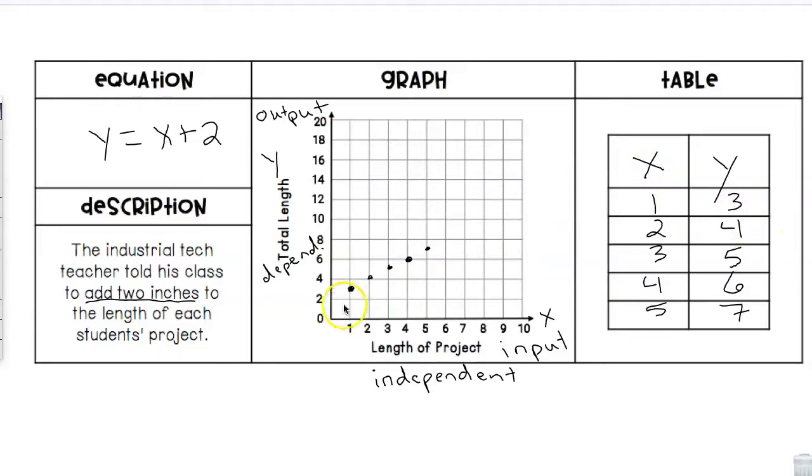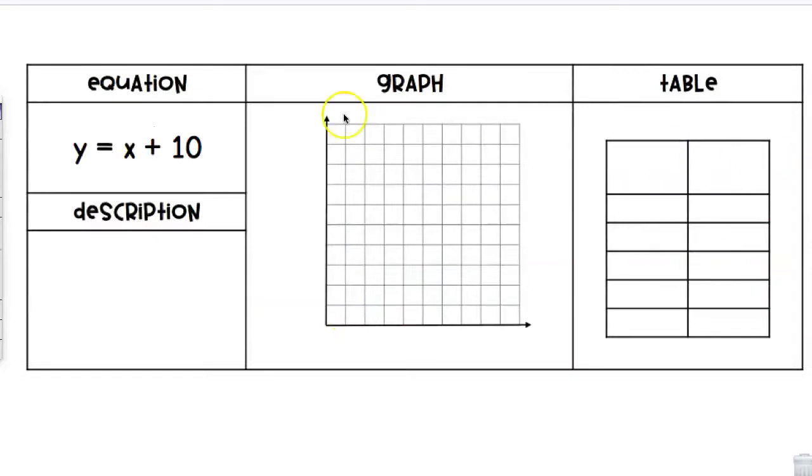So I input a 1, I get out a 3. So the 3 depends on the 1 being there. Okay. Here's an example where they give us the equation.